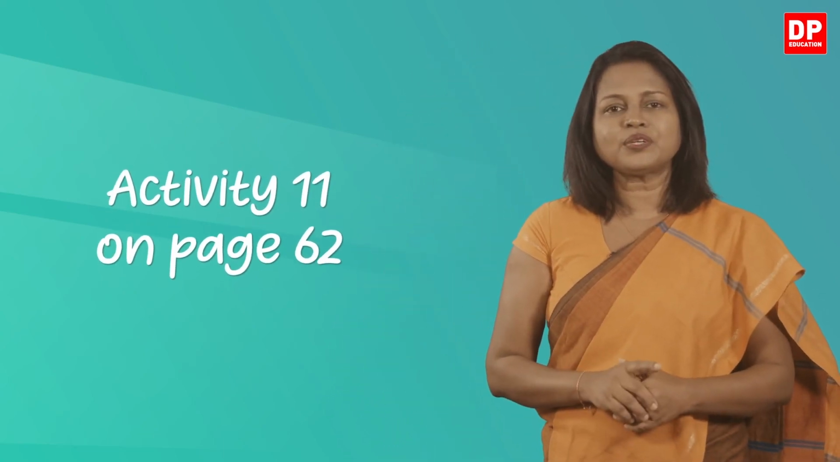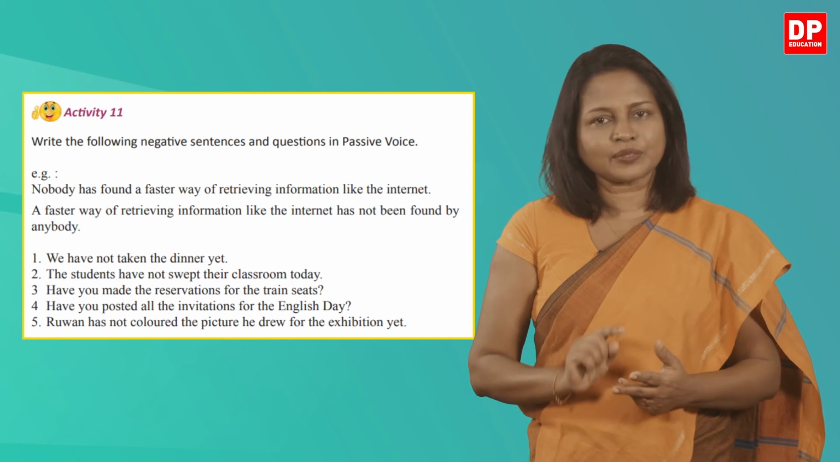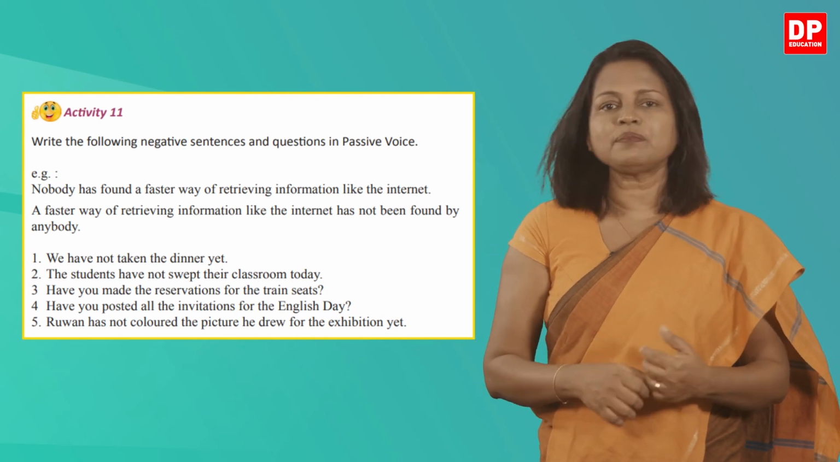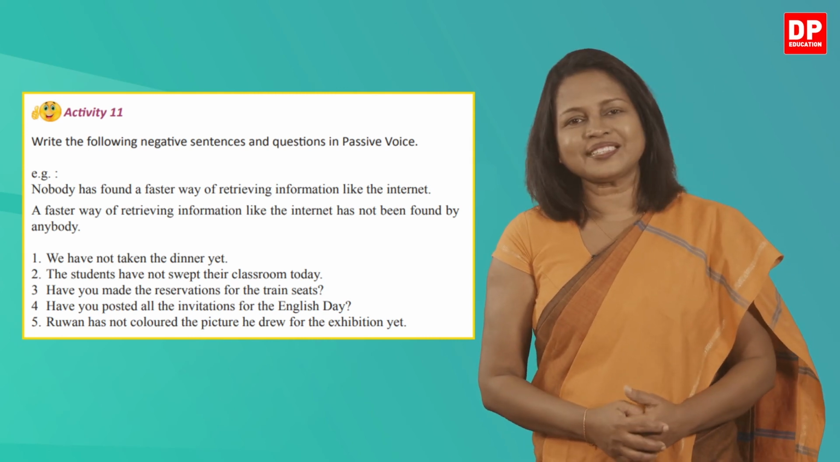Okay children, let's do another activity from the textbook. This is activity 11 on page 62 of your textbook. Here you have 5 negative sentences and questions in present perfect tense. You have to write them in passive voice. Pause the video and try it now.